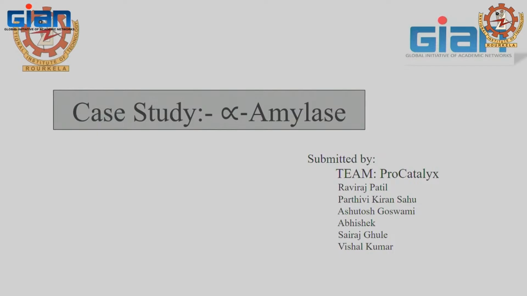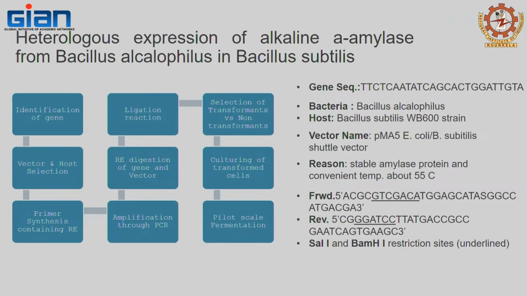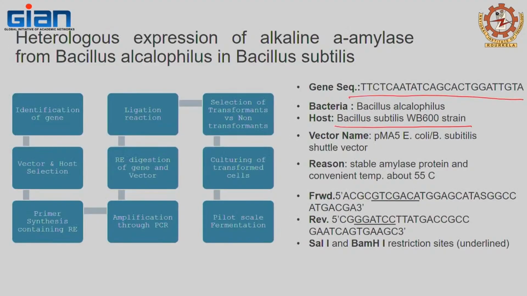Should I change the slide? Yes. So good afternoon, one and all present here. The case study 2 is developing a microbial protein, alpha amylase. Alpha amylase is a starch hydrolysing enzyme which breaks down alpha-1,4 glycosidic bonds. It is used in various industries, like the food industry to convert starch into sugars. It is also used in textile and detergent industries. So it is a very important industrial enzyme.